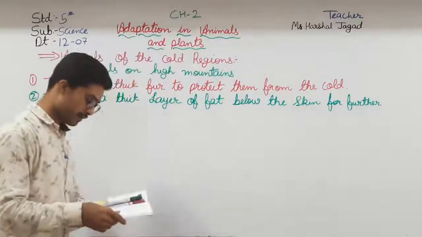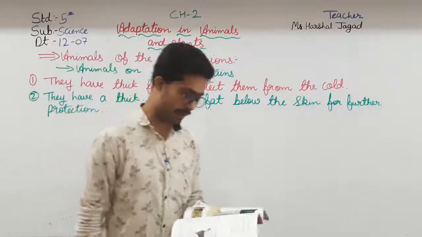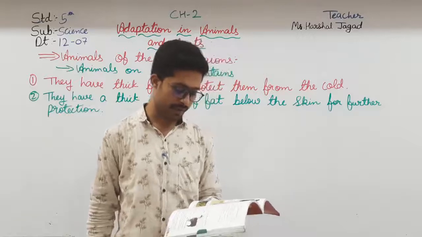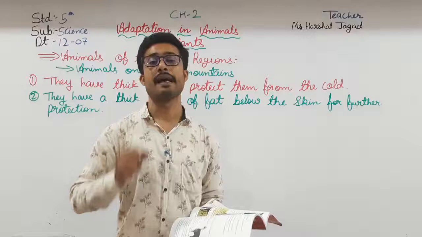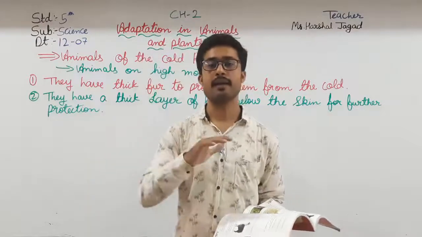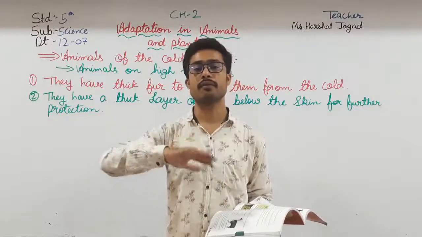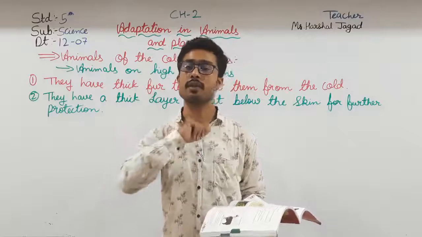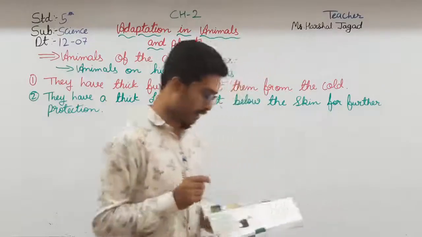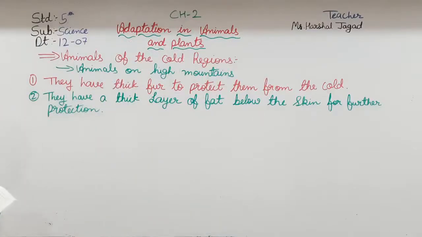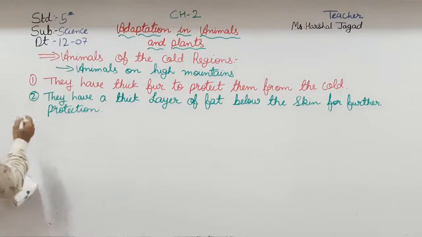Then third, animals that live on high mountains are sure-footed. They jump from one rock to another without slipping. Here, as I have said earlier, the rocks are there, they just jump from one to another. So they don't get slipped. So for that they have sure-footed legs.